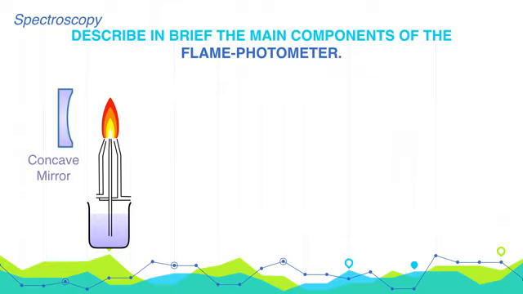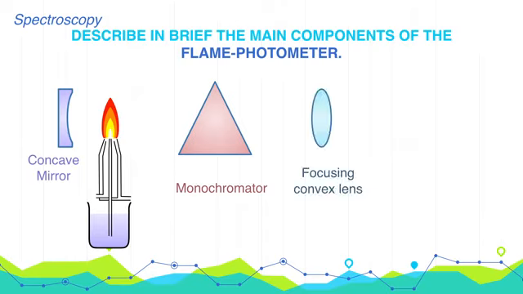These are concave mirrors. All the radiations which are emitted by the excited atoms are collected by the concave mirror and are passed to monochromators. Next come monochromators. The radiations are dispersed into different wavelengths by rotating the prism or monochromator. The radiations of one value of wavelength are incident at a time on the photocell. Then comes the focusing convex lens. It collects the radiations coming from the monochromators and allows them to fall on the detector.